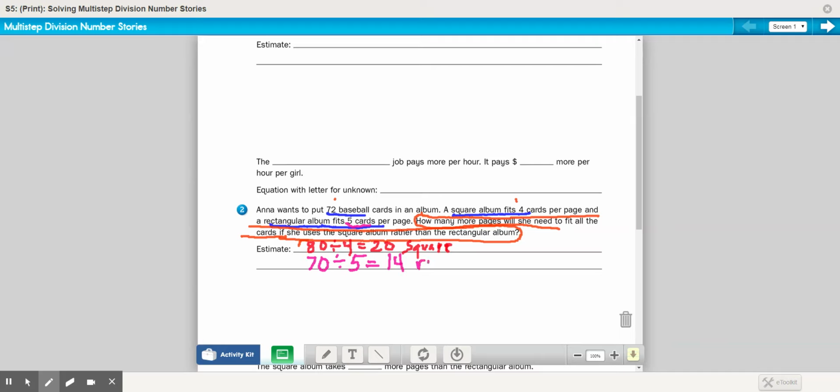So what we're seeing here is that the square album will take about 20 pages, and the rectangular album will take about 14. So how many more? Well, that's that clue terminology. How many more usually means subtract. So how many more pages will she need to fit all the cards if she uses a square album rather than rectangular? So it's obviously going to be 20 minus 14, which of course is 6. So she'll need 6 more pages is our estimate.